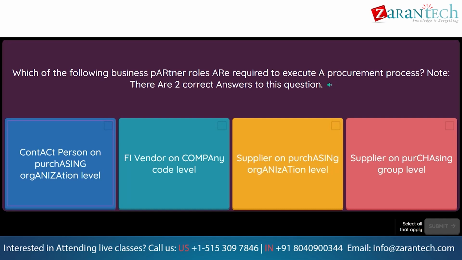Option 1 contact person on purchasing organization level. Option 2 vendor on company code level. Option 3 supplier on purchasing organization level. Option 4 supplier on purchasing group level.